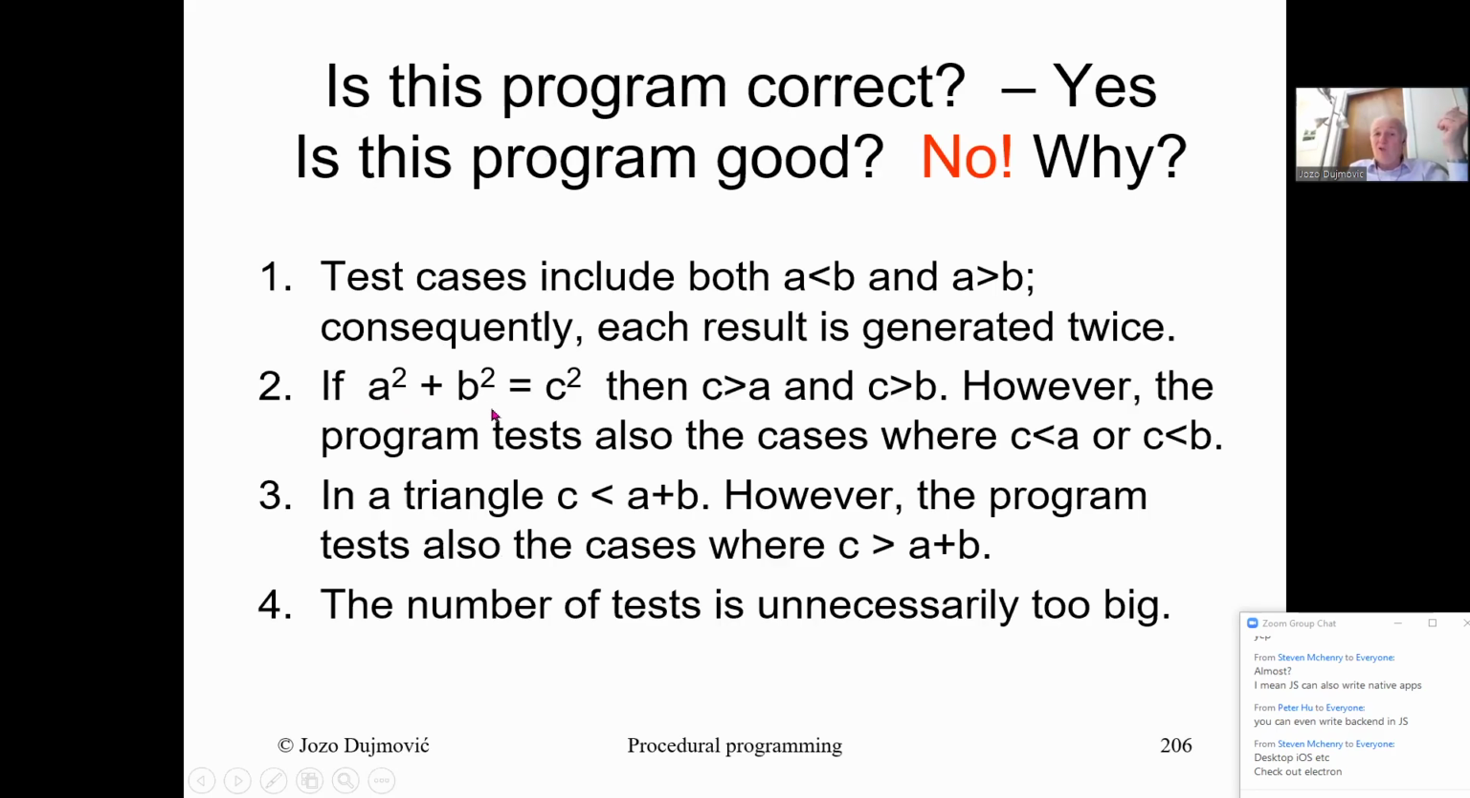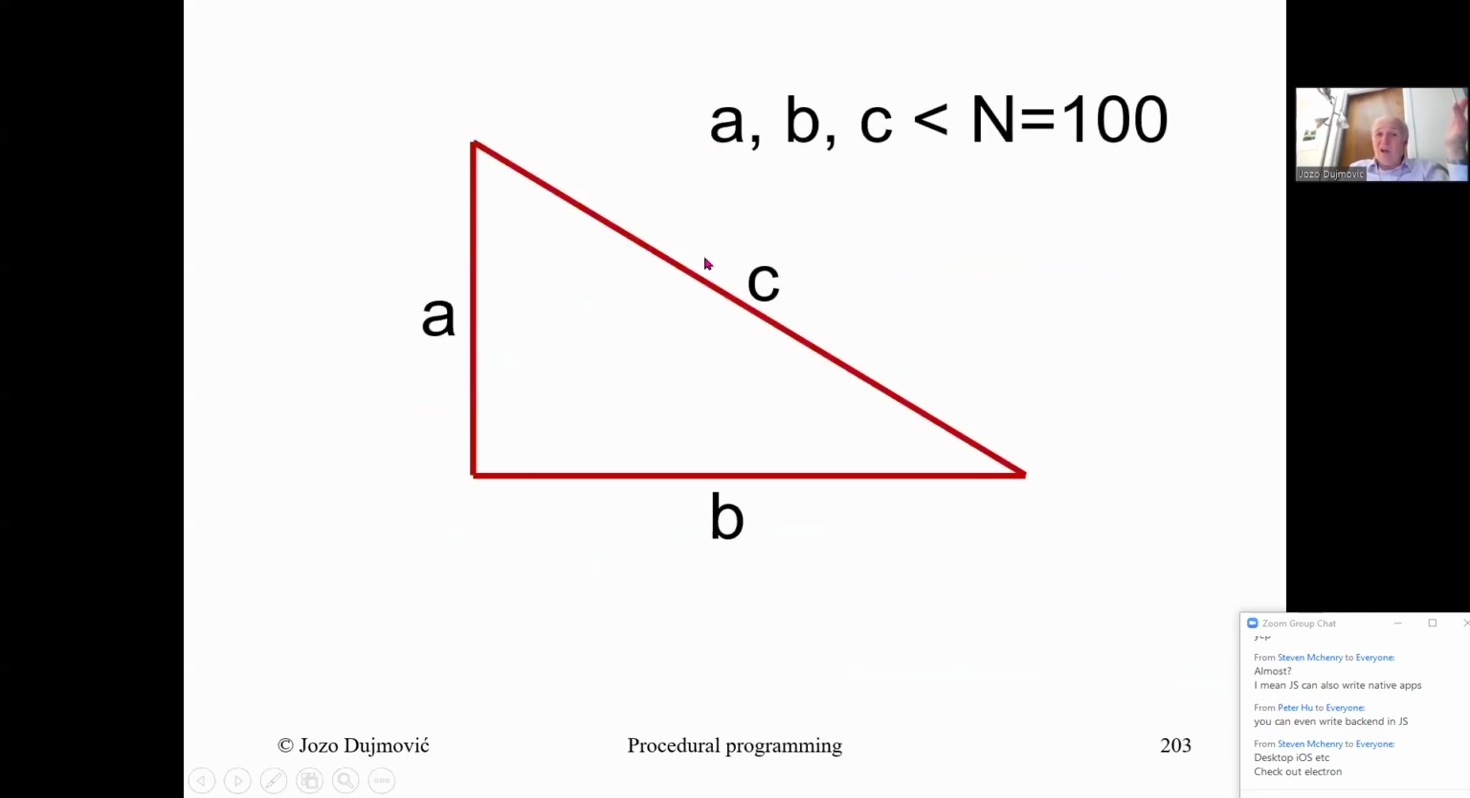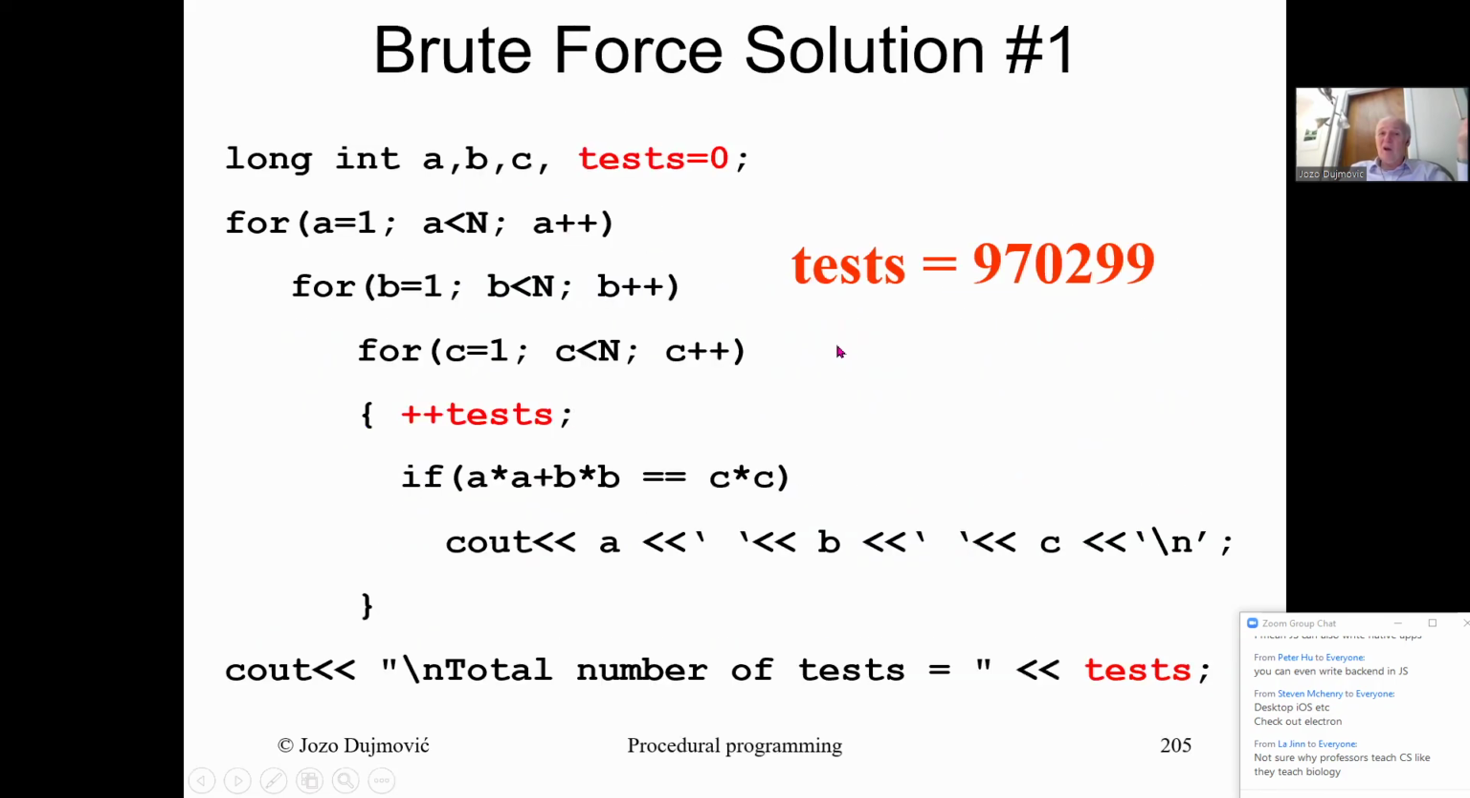Second problem, A squared plus B squared is C squared. Well, in that case, you know from triangles that C must be greater than A and C must be greater than B. Do you agree with that? Of course, but we test all possible C's, so even C's that are less than A and less than B. So this is meaningless and you should not test these C's. Also, this C must be less than A plus B. But we are also testing those that are greater than A plus B.